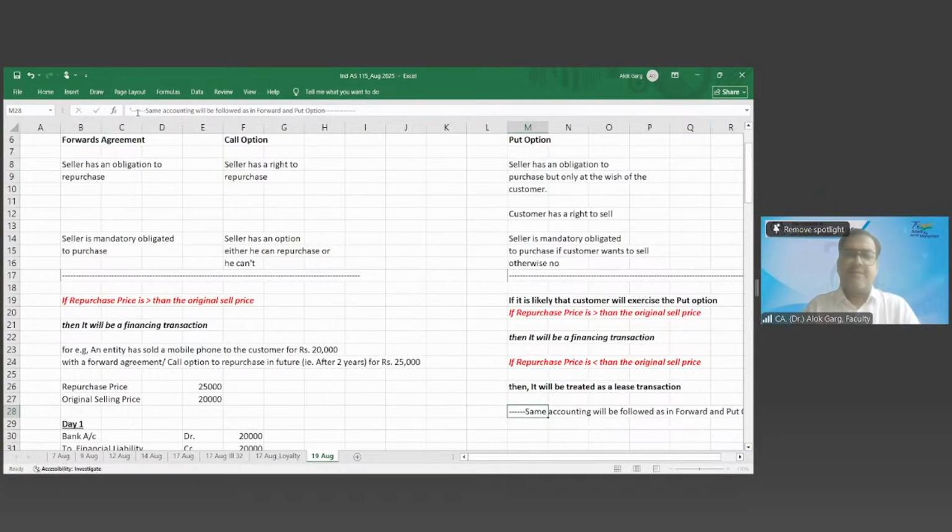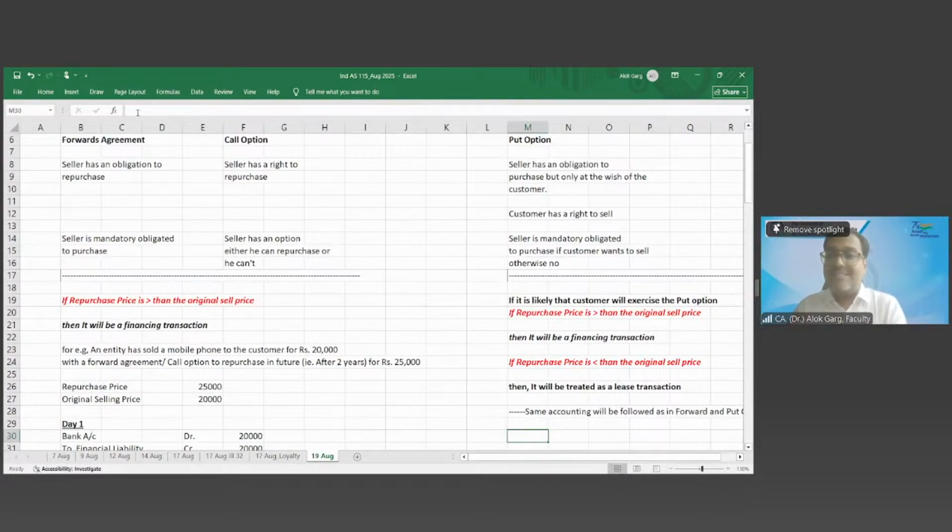सही है ना? लॉजिकल या नॉट? सिंपल सी बात है. Repurchase जब करना है, it is likely that the customer will exercise the put option. Customer will come to me. I have to purchase. So now this transaction will become my forward or a call option transaction from the accounting perspective. Yes? Yes, sir. Clear? Yes, sir. Okay.